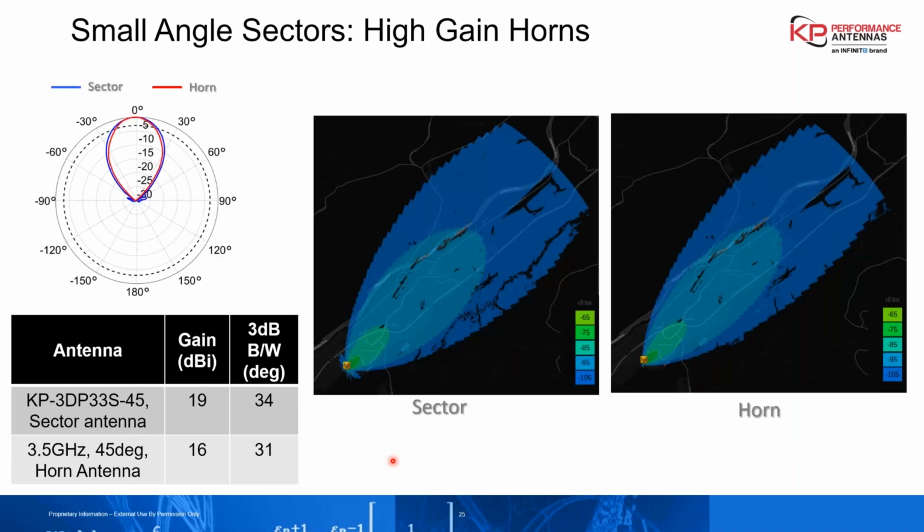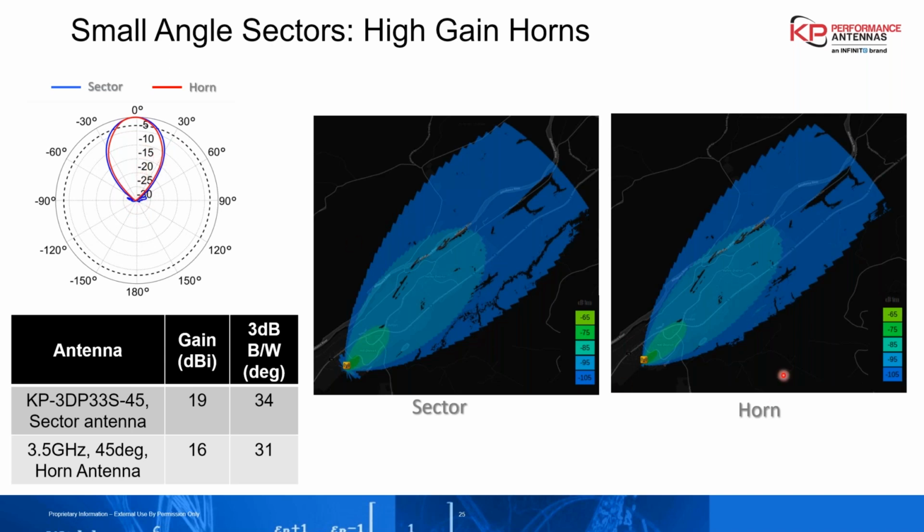This is just the patterns. Here what I'm doing is comparing one of our small angle sectors, the 3 gig 33 degree, versus a fictitious horn that works at 3.5 gigahertz and 45 degrees. Essentially, I took the patterns for a 5 gig horn and scaled it down to these frequencies. Now you can see here that the sector and the horn have almost overlapping patterns. The sector does have a little bit higher side lobes here, but these are pretty inconsequential.